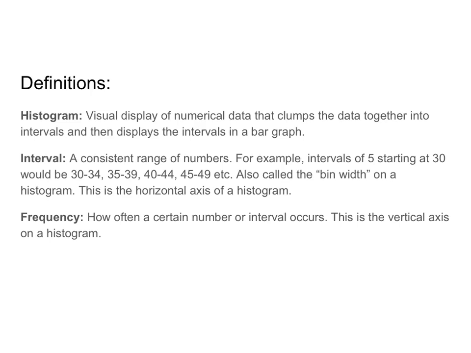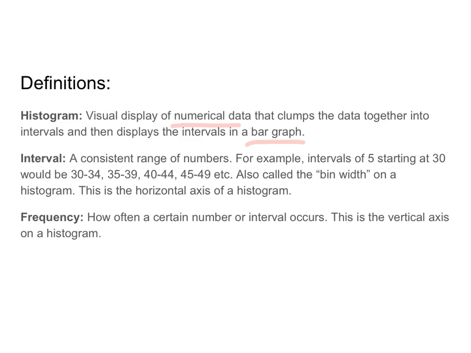So first, a histogram. I'm going to define it as a visual display of numerical data that clumps the data together into intervals. So this is not used for categorical, it's used for numerical. And then it displays the intervals in a bar graph. So to you, it's going to look like a bar graph. However, it's not, it's a histogram. And they are different. A bar graph displays categorical data. A histogram displays numerical.